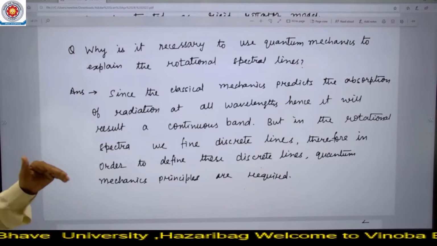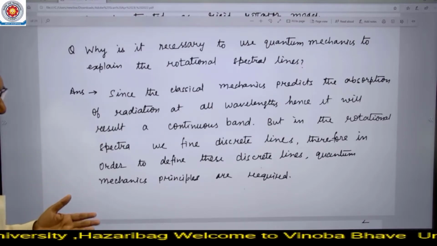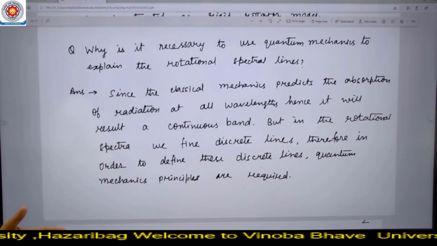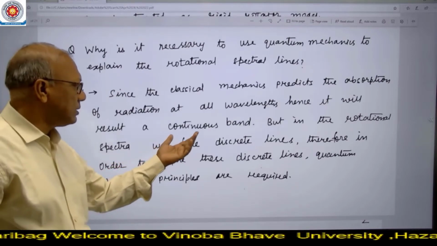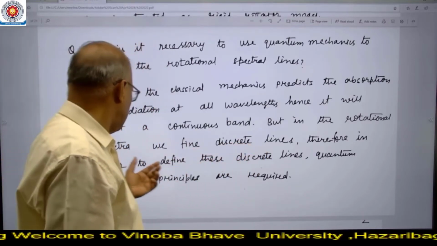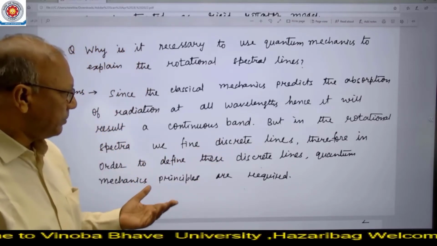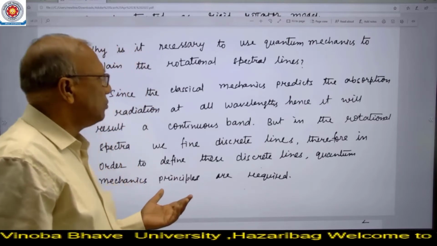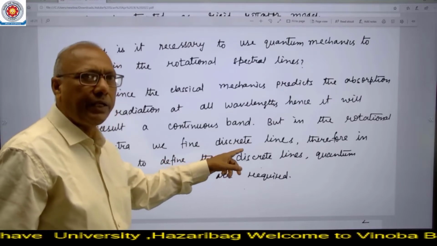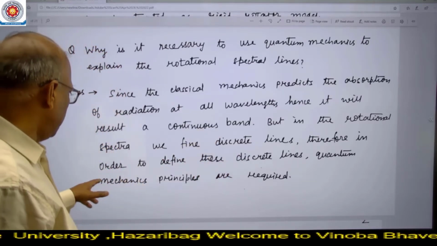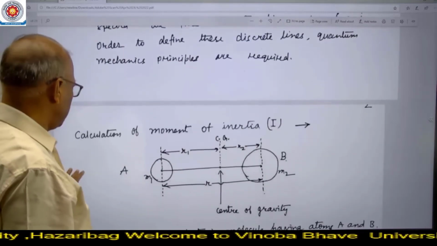It will have a continuous spectrum, that is, when all the energy levels come close together such that they cannot be separated, it is called a continuous band. But in the rotational spectra, we find discrete energy levels. When we take the spectrum in case of rotational spectroscopy or microwave spectroscopy, we find fine discrete lines, and therefore, in order to explain these discrete lines, quantum mechanics principles are used.